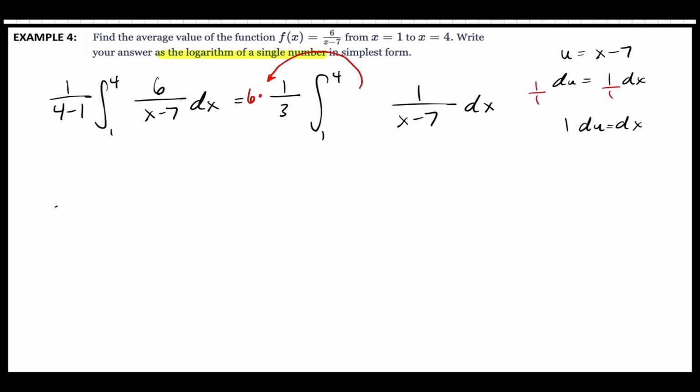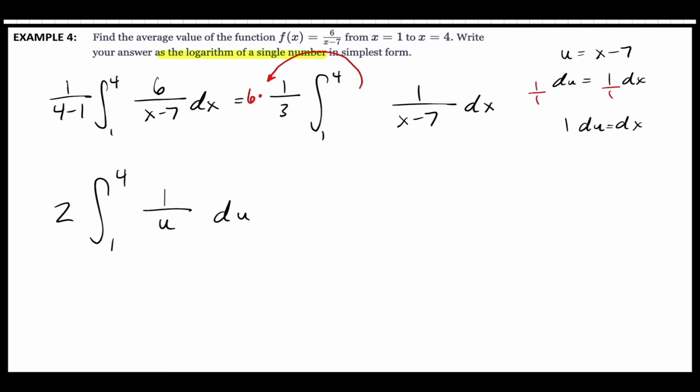So I have 2 out in front. How did I get the 2 out in front? Can someone tell me how I got the 2 out in front? Yeah, multiplying the 6 and the 1/3. Good. And then I have u, which is x minus 7. Du, I have a 1. I can plug in the 1, but it's not going to do anything. Either way, the 1 would come out here.